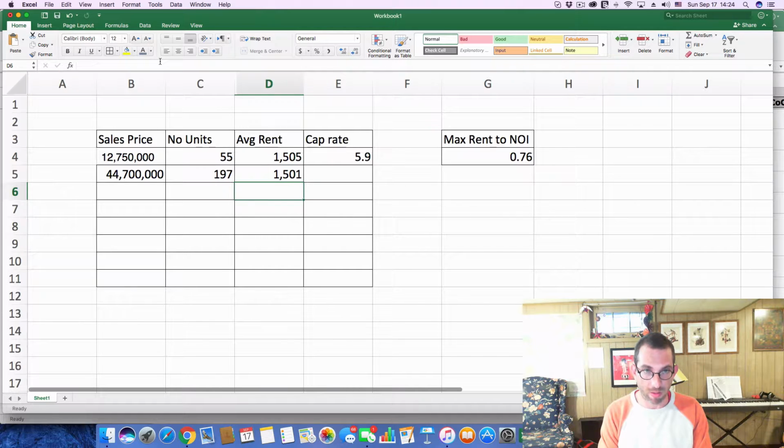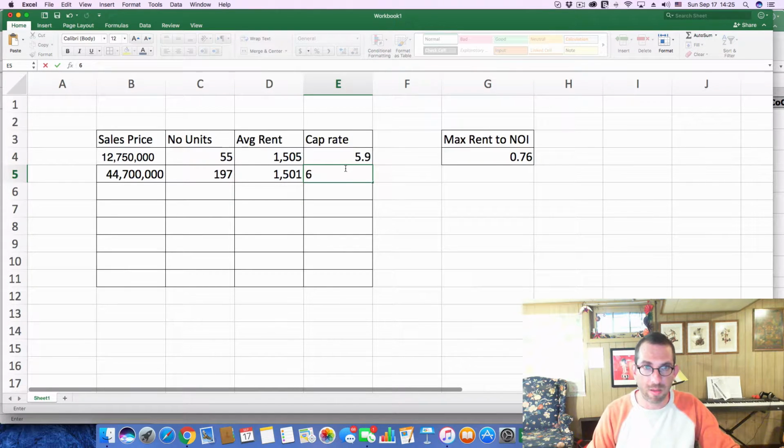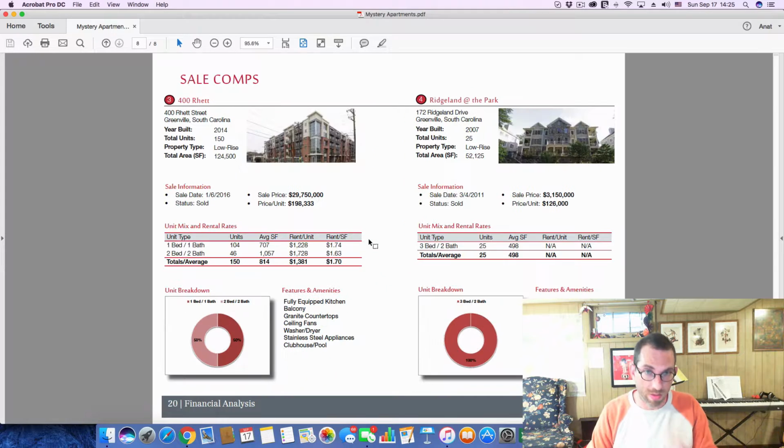197 units times 1,501 equals 295,000 and change, times 12 equals 3.5 million and change as their gross annual rent, times 76% equals 2.7 and change, more or less, which is their suggested annual NOI, and we're going to divide that by 44,700,000, and that's coming out as a 6. Okay, so let's do one more.